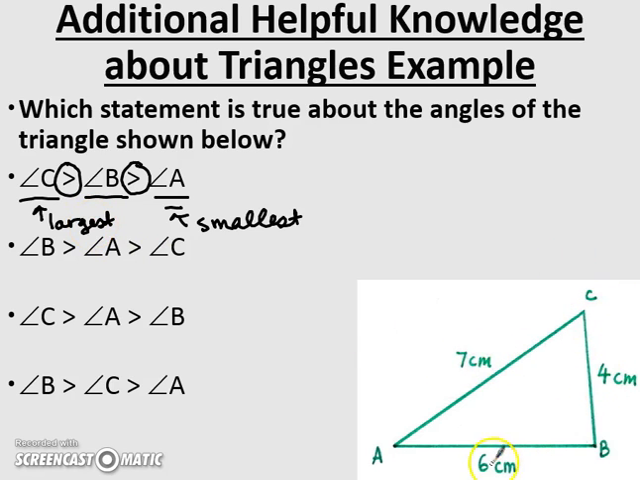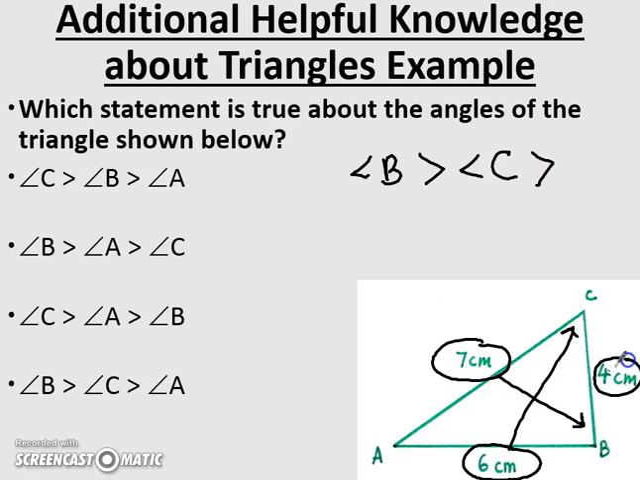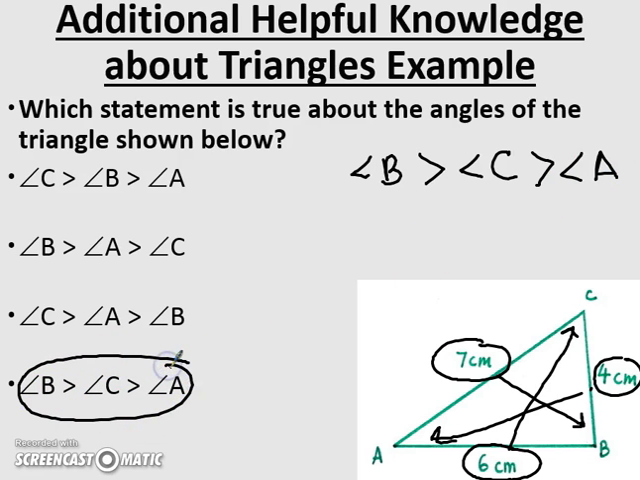So we have 7, 4, and 6. So this is the largest side. So B must be the largest angle. So angle B has to go first in our list. Now we're looking for what that's greater than, but we want the medium side to be next. So 6 is the medium side, and angle C is across from that. So angle B is greater than angle C. And last, the smallest is 4, and the opposite of that is A, so we have angle A. We can see that this is the fourth option. Angle B is greater than angle C, which is greater than angle A.